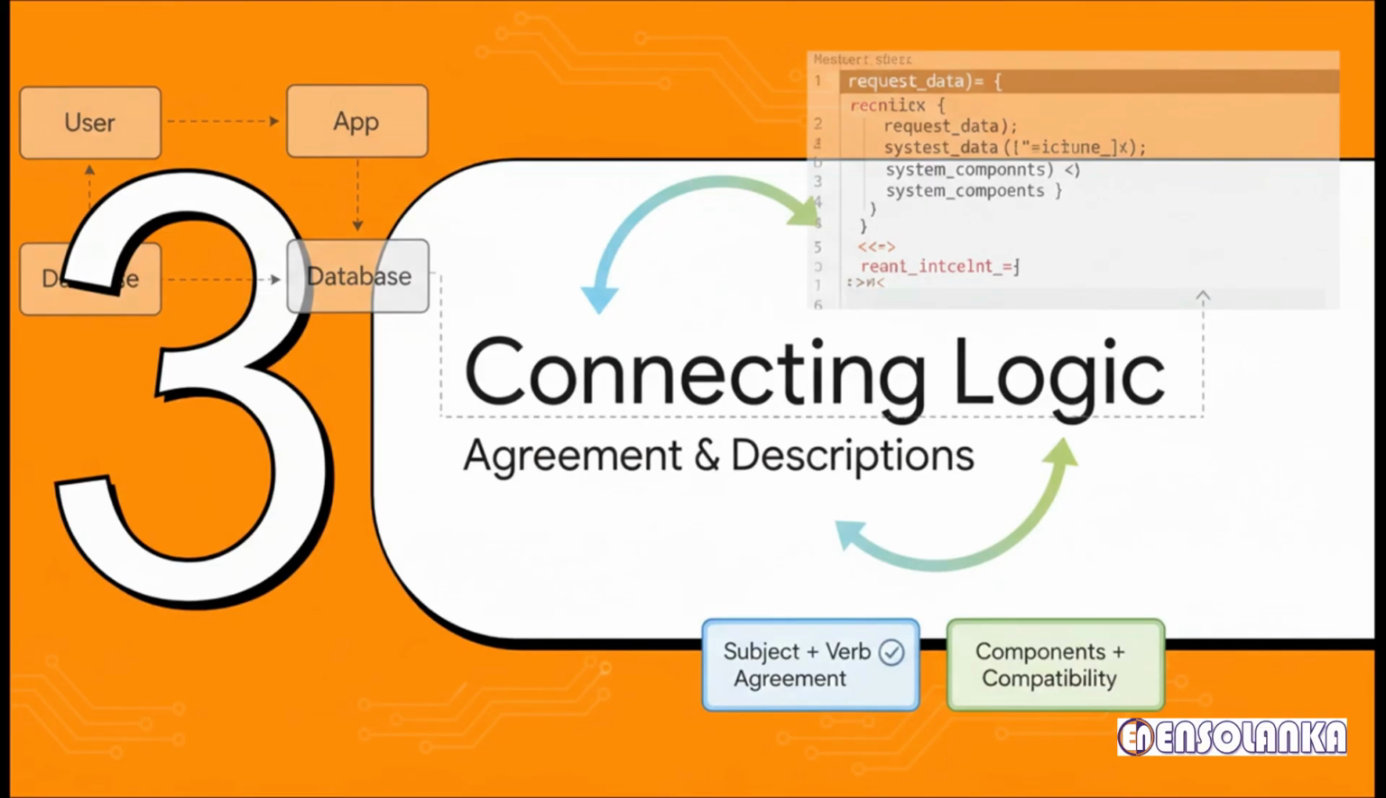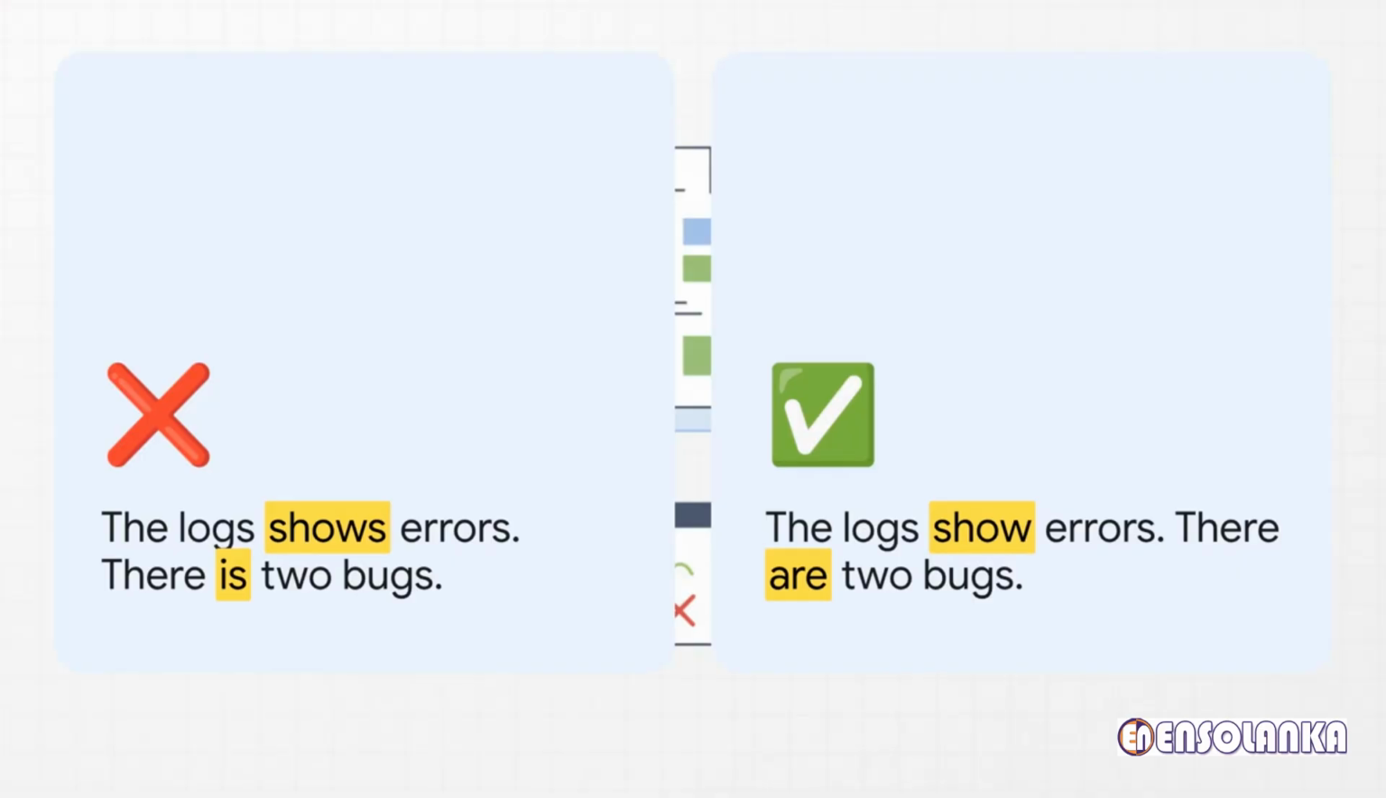So, our sentences have a solid structure. Great. Now we have to make sure all the components actually work together. I want you to think of this step as an integration test, but for your language. We need to avoid conflicts and make sure all the parts are compatible. Okay, think of subject-verb agreement as kind of like type checking for your sentences. A plural subject, like logs, needs a plural verb.